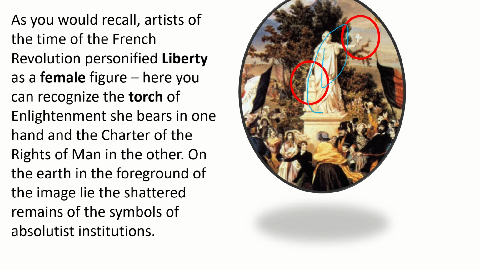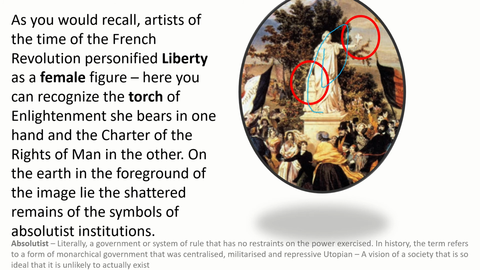On the earth, in the foreground of the image, lay the shattered remains of the symbols of the absolute institutions. You know what is meant by absolute institutions: where there is no freedom of expression for the common people. It means one person will be there and he does however he wishes. See, here is a definition for this. Literally, the government or the system of rule that has no restraints on the power exercised.